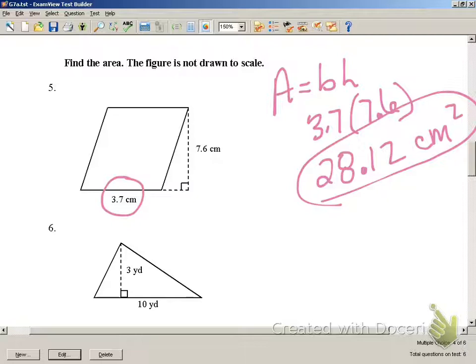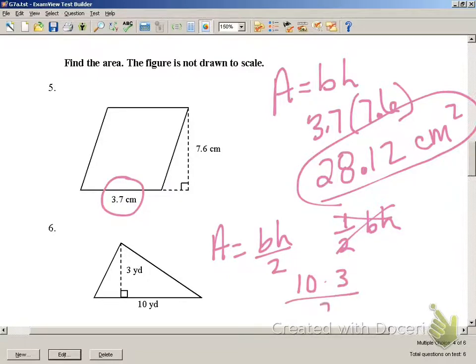And then number 6, it's a triangle. Area equals base times height divided by 2. Or remember, if you like the formula, 1/2 base times height. I don't really like that one. So it's 10 times 3 over 2. So that's 30 divided by 2, which is 15 squared yards. That would be our solution there.